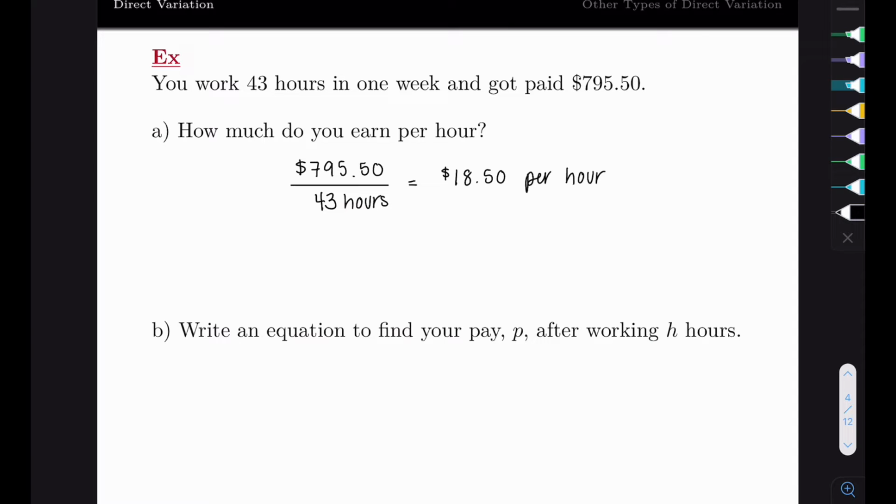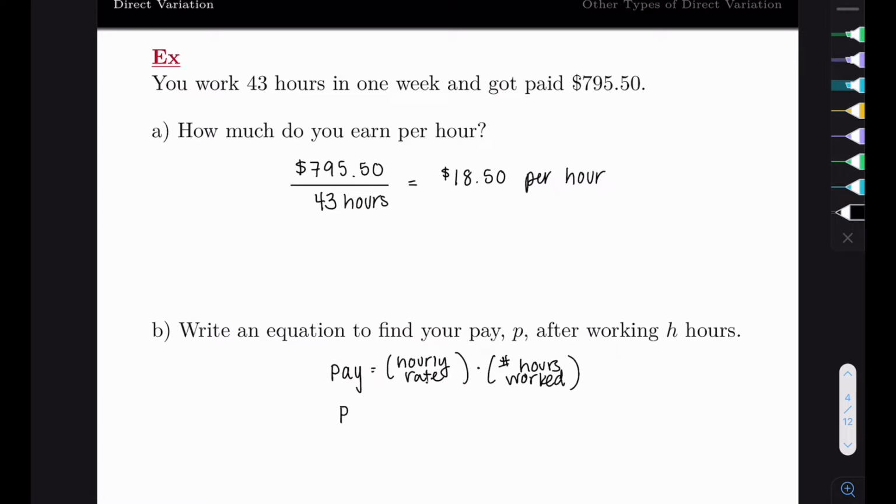So for this next one, we want to write an equation of what our pay is, P, after we work H hours. So our pay is going to equal our hourly rate multiplied by the number of hours we worked. Okay, so that is exactly what you do at whatever job you've had in the past, or if you haven't, that's how you figure out your pay for future hours.